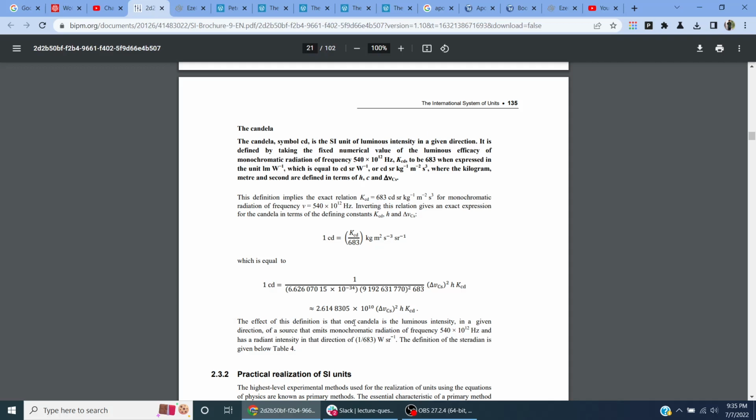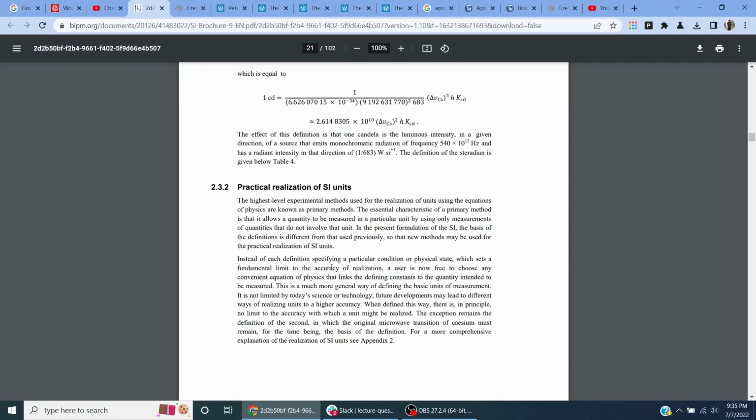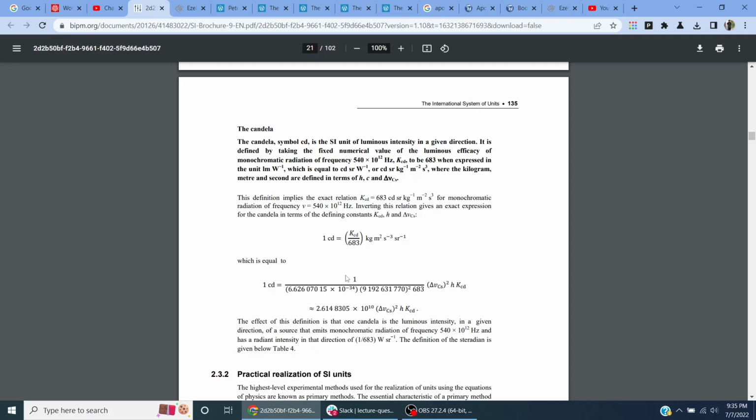The effect of this definition is that 1 candela is the luminous intensity in a given direction of a source that emits monochromatic radiation of frequency 540 times 10 to the 12th hertz and has a radiant intensity in that direction of 1 divided by 683 watts per steradian. The definition of the steradian is given below Table 4. Okay, this is the end of section 2.3.1.